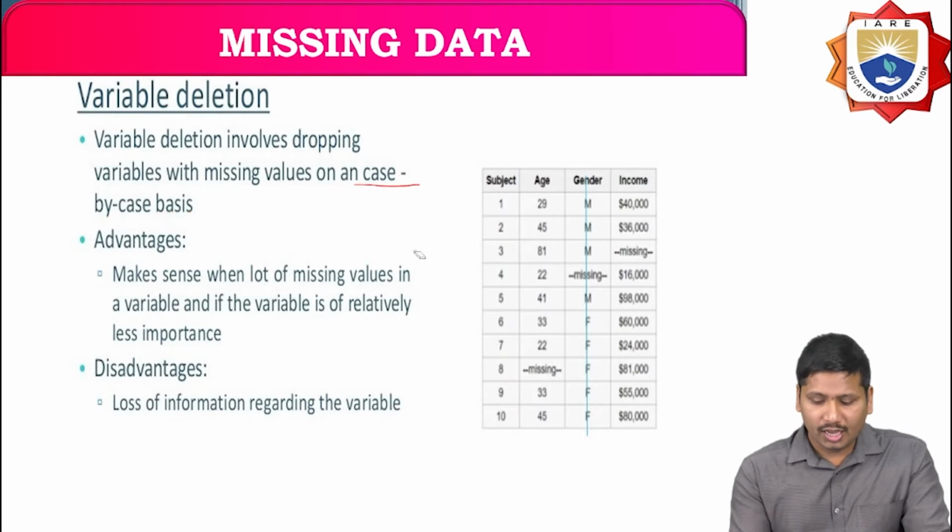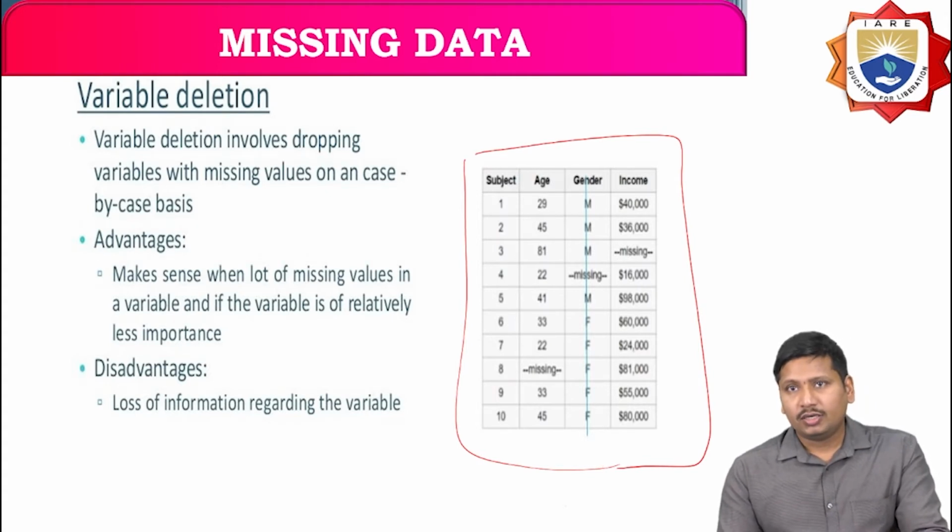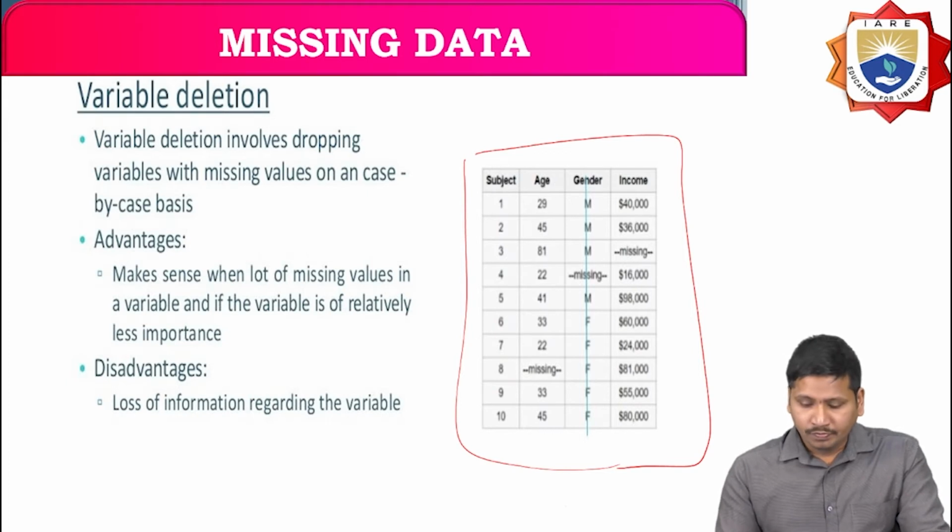So let's take an example here. Take the right side, we have an application like this. Suppose I am going to calculate the income of persons of different ages.